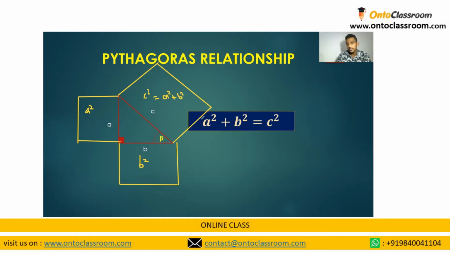So that's what the Pythagoras relationship says. So keep in mind, whether you add b squared plus a squared or a squared plus b squared, it should definitely be equal to the square of the larger side, which is the hypotenuse. So that is, in this case, c squared. So that's what the Pythagoras relationship says.